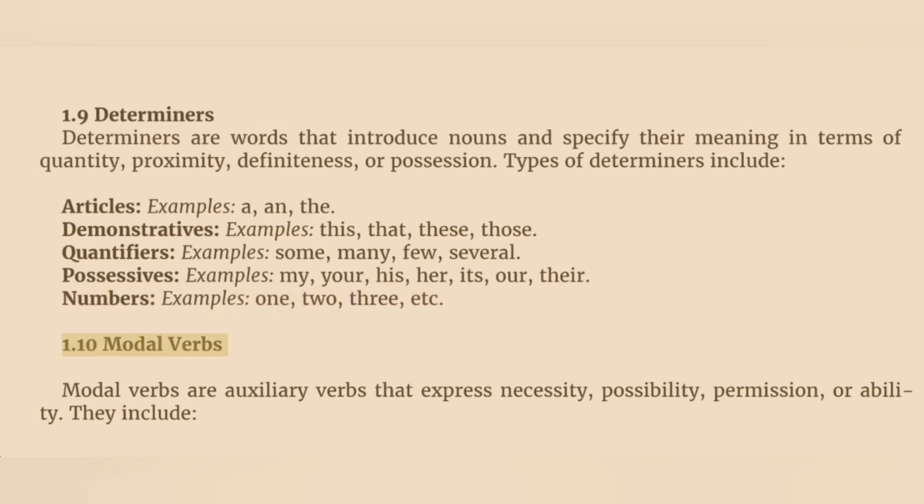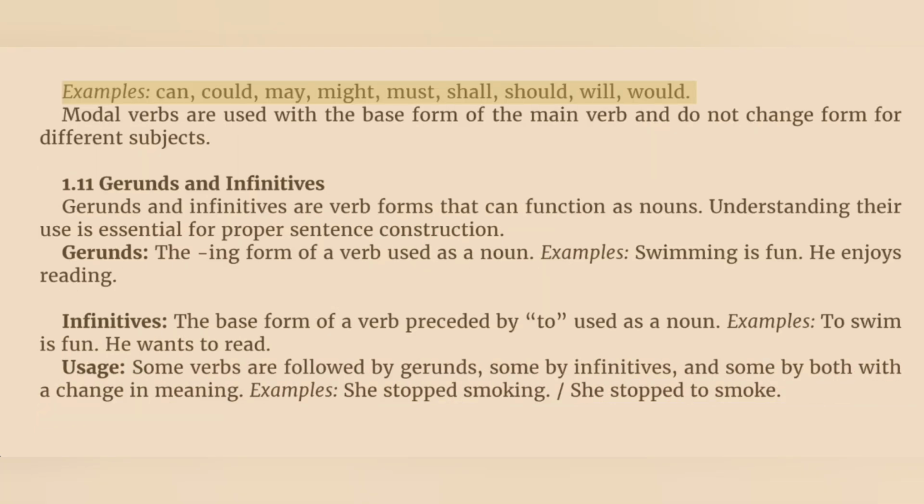1.10 Modal verbs. Modal verbs are auxiliary verbs that express necessity, possibility, permission, or ability. They include, for example: can, could, may, might, must, shall, should, will, would. Modal verbs are used with the base form of the main verb and do not change form for different subjects.